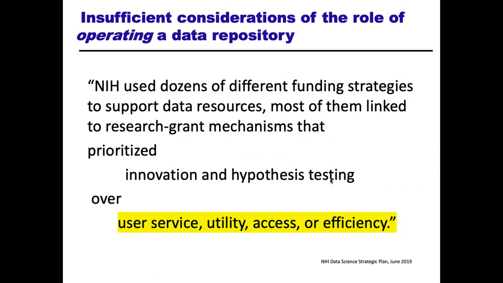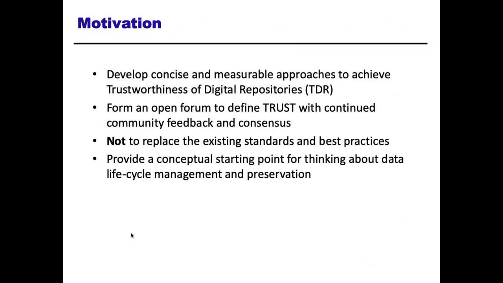Just to reiterate the issues mentioned in the previous slide about the survey: for NIH, the repositories are mostly using the research grant mechanism, which prioritizes innovation and hypothesis testing, and not user surveys, utility, access, or the efficiency of the operation. So the yellow highlighted area is the area that now needs more attention than before. So let's come to the motivation for why we want to talk about trustworthiness, which is what led to the TRUST principles.